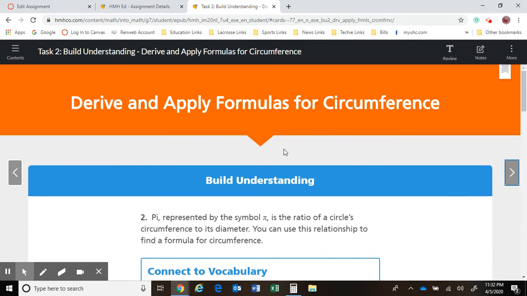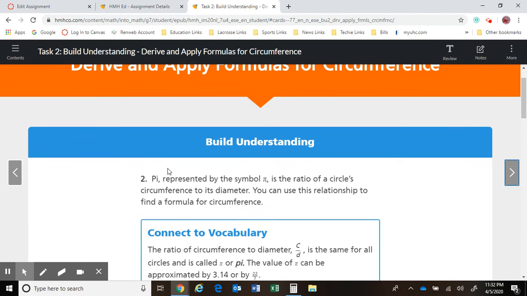All right, this tutorial is task number 2 for Module 10, Lesson 1: Derive and apply formulas for circumference. This is part 2 of Build Understanding. All right, this talks about pi.